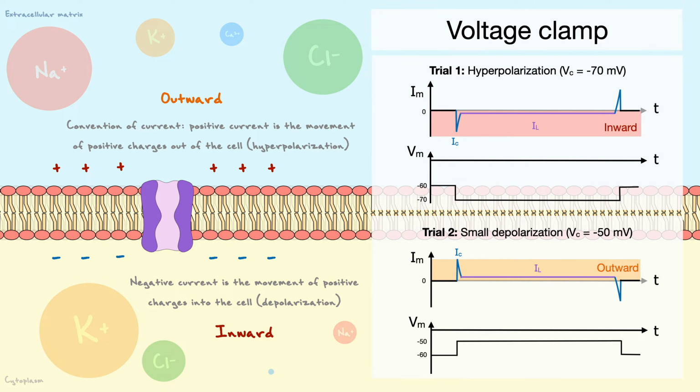The take-home message from these two examples is to exemplify the convention of voltage clamp recordings that an inward current represents a depolarization and an outward current represents a hyperpolarization. These definitions are very important because I will keep using them in the next few sections.